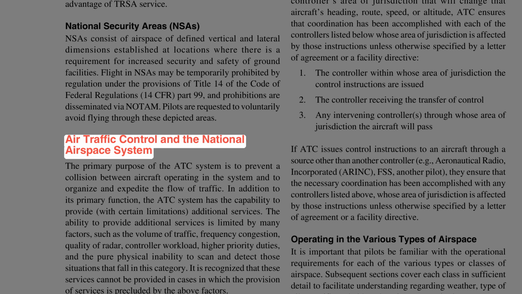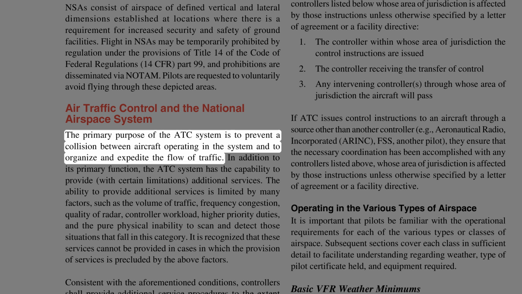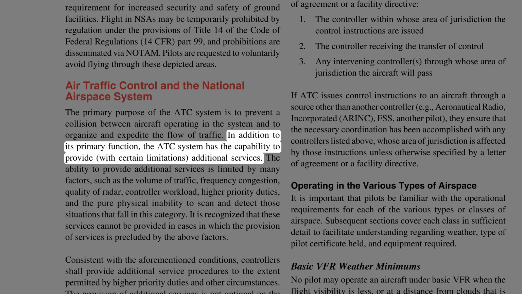Air Traffic Control and the National Airspace System. The primary purpose of the ATC system is to prevent a collision between aircraft operating in the system and to organize and expedite the flow of traffic. In addition to its primary function, the ATC system has the capability to provide, with certain limitations, additional services.